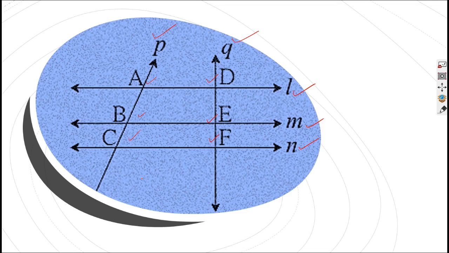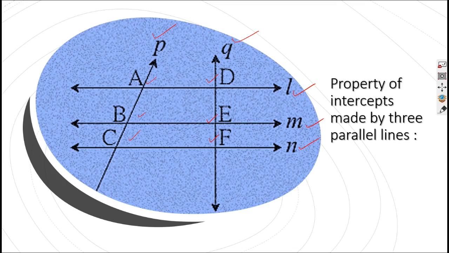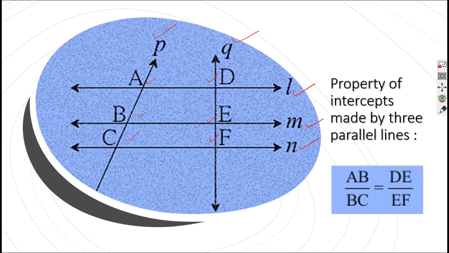When there was a single intersecting line, you studied about the different angles formed by that. You also studied, in the case of the basic proportionality theorem, that when such intersection happens, the sides of the triangle are divided proportionally. That you studied in the first chapter. So in this case also, you should remember the property of intercepts made by these three parallel lines. It tells us that AB upon BC will be equal to DE upon EF according to the theorem. That you should remember now.